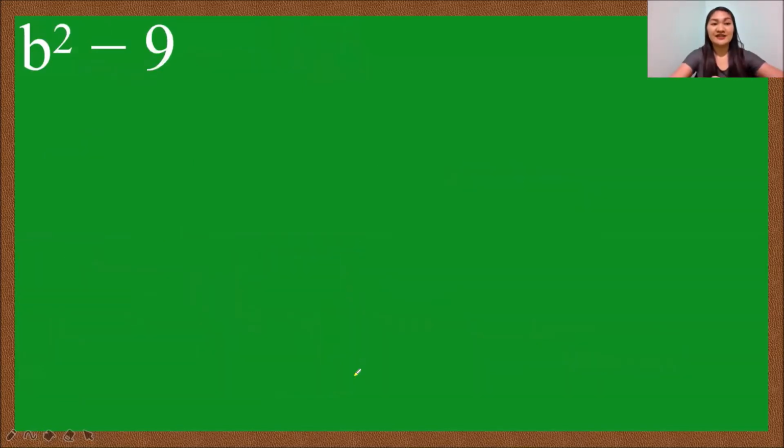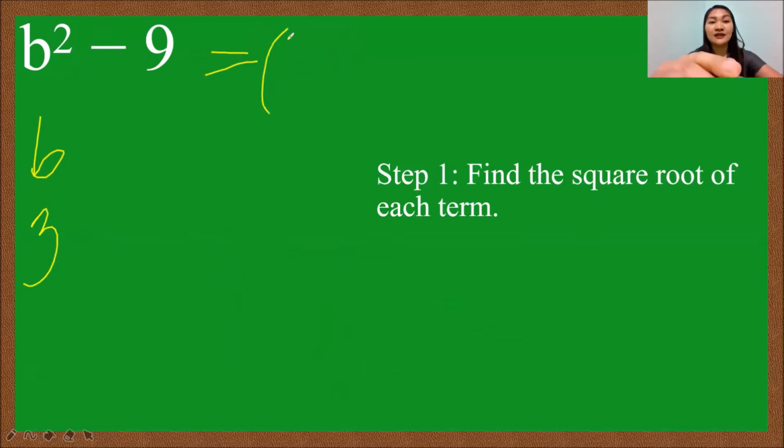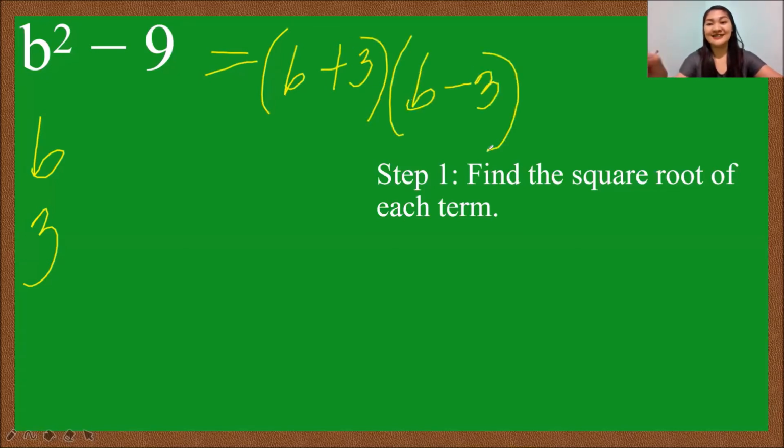Okay, so let's have the next example. b squared minus 9. What is the square root of b squared? That is b. And the square root of 9 is 3. So let's use these terms, b and 3, to form a sum and difference. So the factored form of b squared minus 9 is the quantity of b plus 3 times the quantity of b minus 3. So it is that easy.